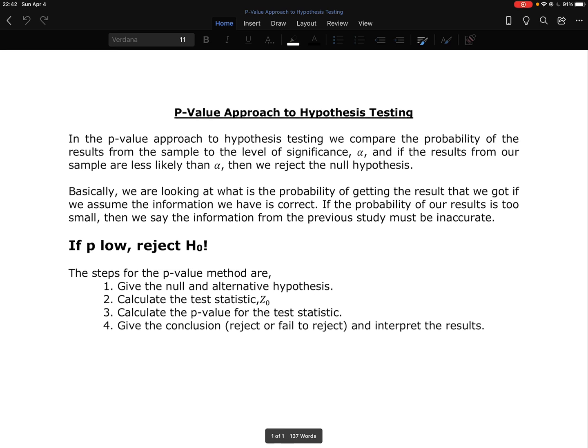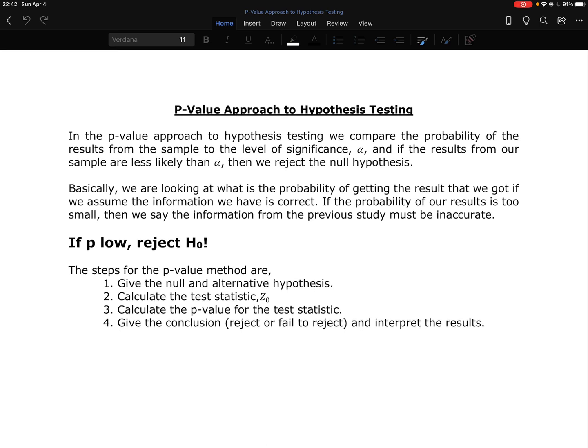So I have a fun rhyme that you can follow to help you remember when to reject. If P is low, reject H0. So if your p-value is lower than your alpha, that's when you are going to reject your null hypothesis.